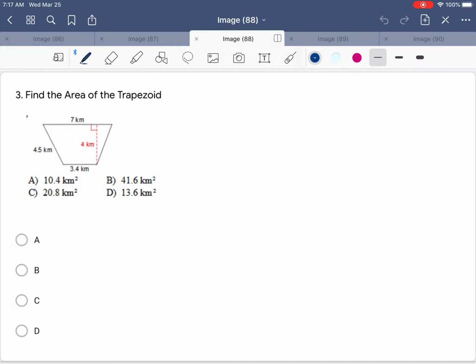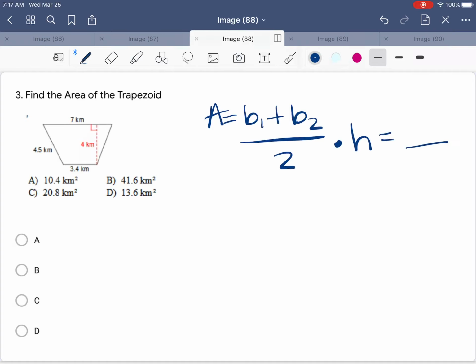Number 3. Again, still just area of a trapezoid. So again, the formula: area equals base 1 plus base 2 divided by 2 and times by the height. And then remember, whatever it is, my units squared. So let's plug in what we know.